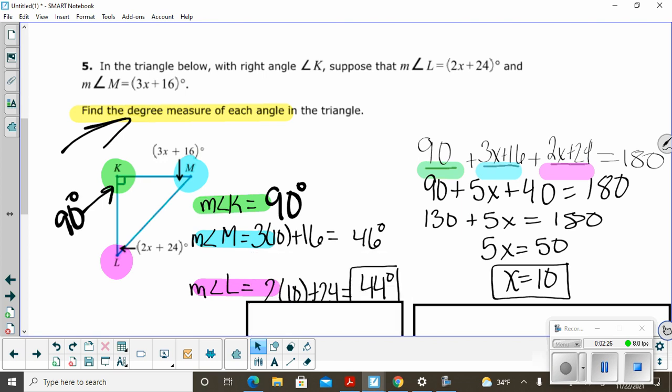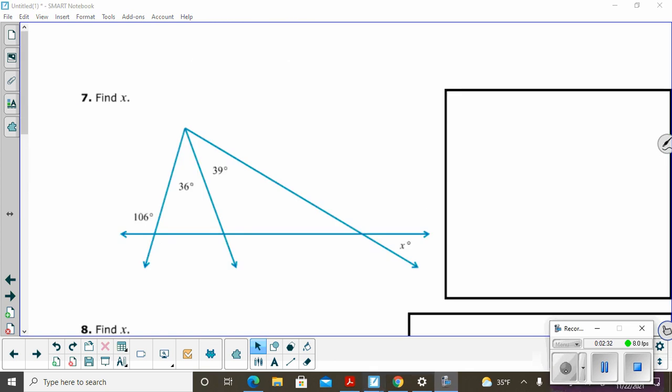You're just going to go and plug that back in. We already know because this little sign right there tells us 90 degrees. You already know that k is going to be 90. Then you go through, you add 10 to that x, you get m is 46, and the measure of L is 44.